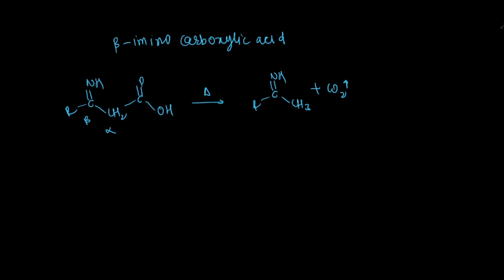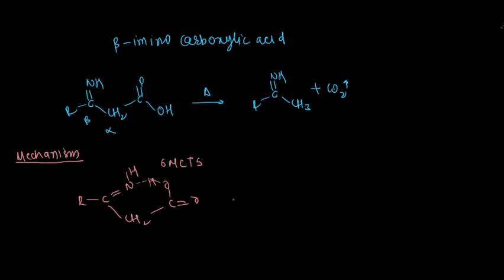Now look at its mechanism. We have amino R-C=NH, then we have CH2 and C(=O)OH. This is a 6-membered cyclic transition state. When we heat this, we form R-C=NH. This hydrogen attached over here transfers, and it forms CH2 negative, and CO2 gas will be released, minus CO2.